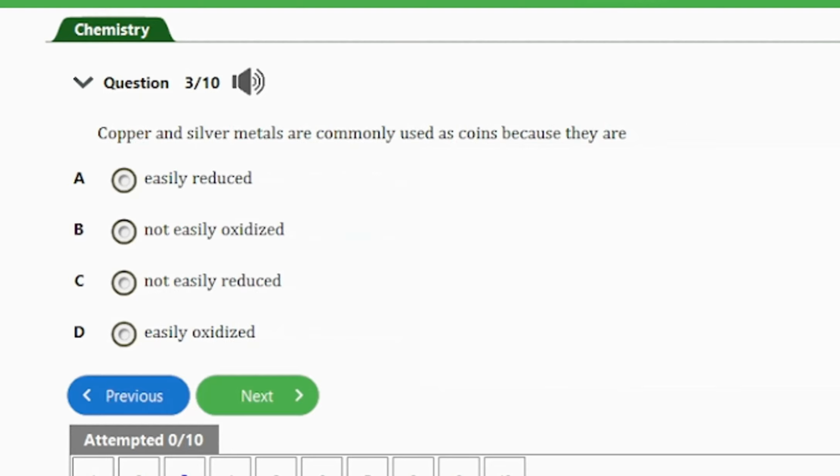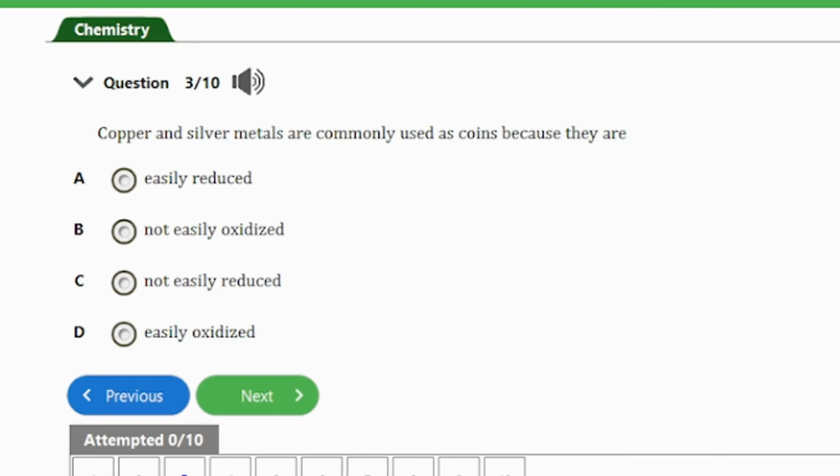Question number 3 here. It says, copper and silver metals are commonly used as coins because they are A. Easily reduced, B. Not easily oxidized, C. Not easily reduced, D. Easily oxidized. So guys, the answer to this question is option B here, and that's not easily oxidized.